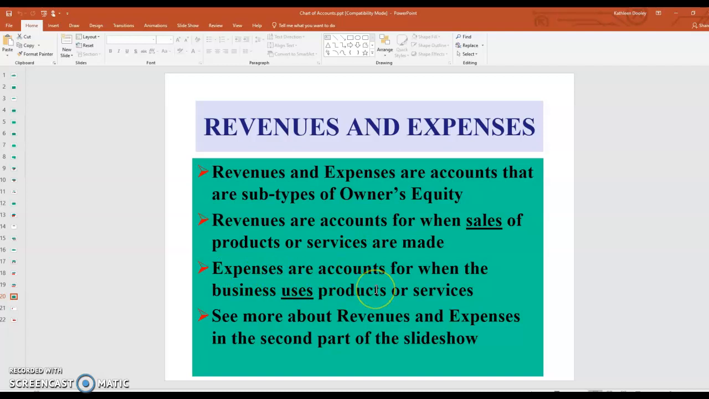Expenses are accounts that we use if we're using products or services. So we're using electricity, then we're going to use electricity expense or utilities expense. We're using the phone, we're going to use telephone expense. We're using office space, we're going to use rent expense. Okay, so whenever the business is using some kind of products or services, then they will record that in an expense account. We have a second part of the slideshow that delves more into revenues and expenses.